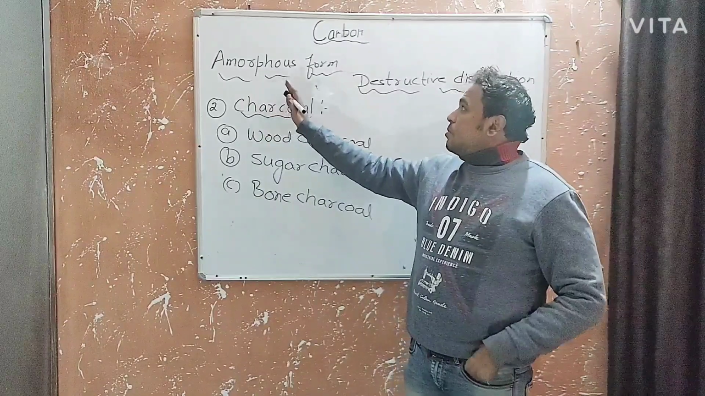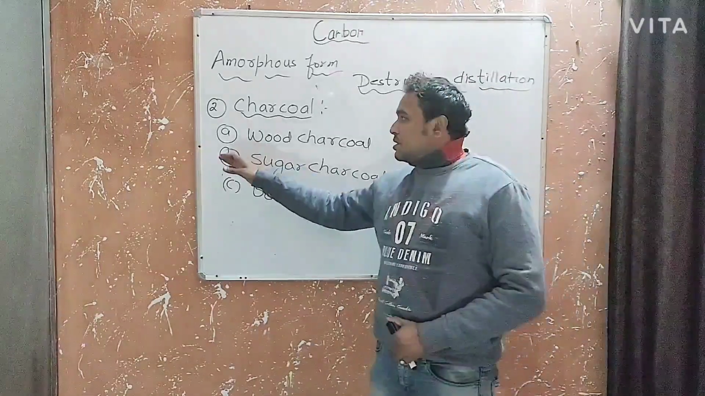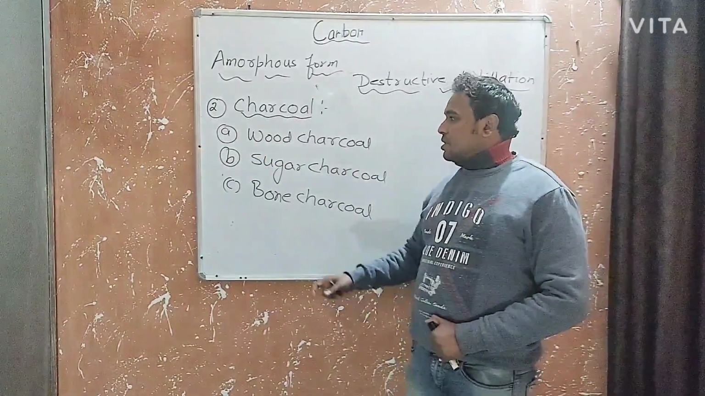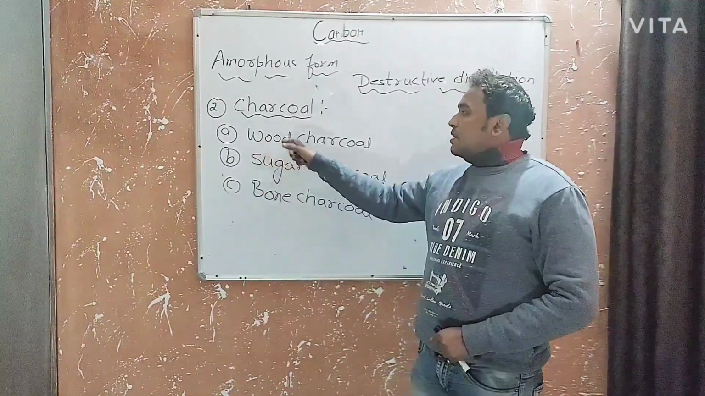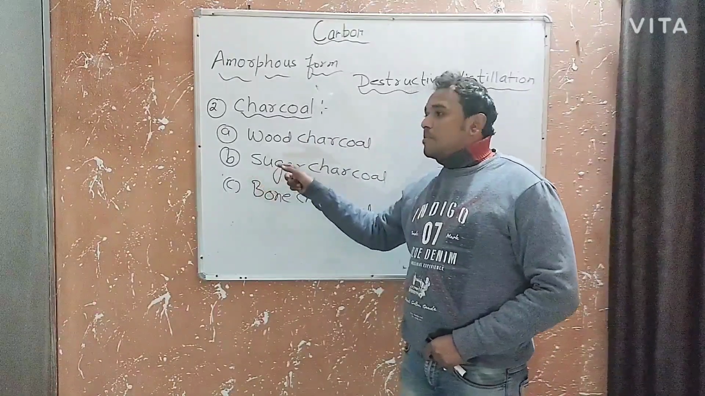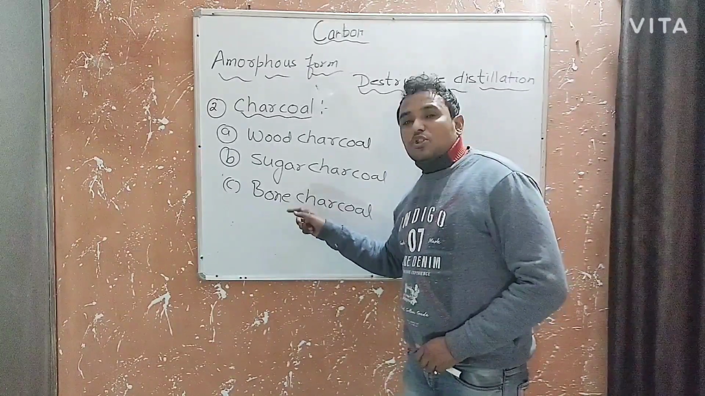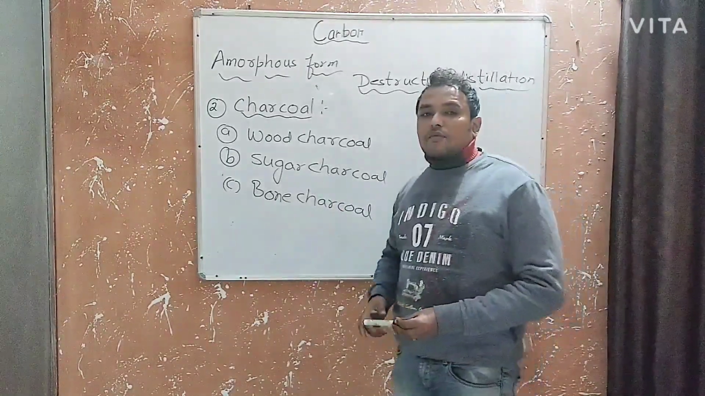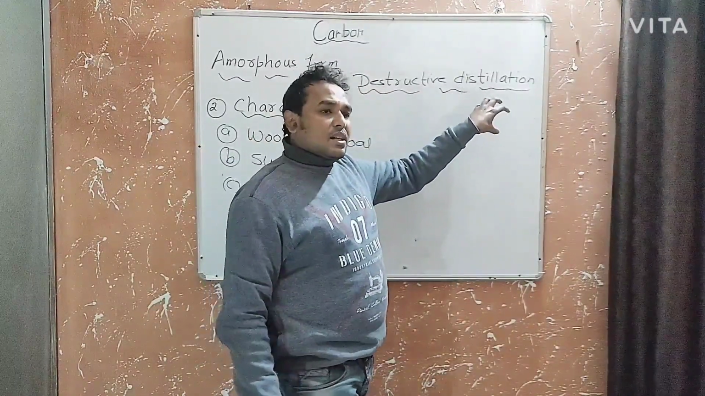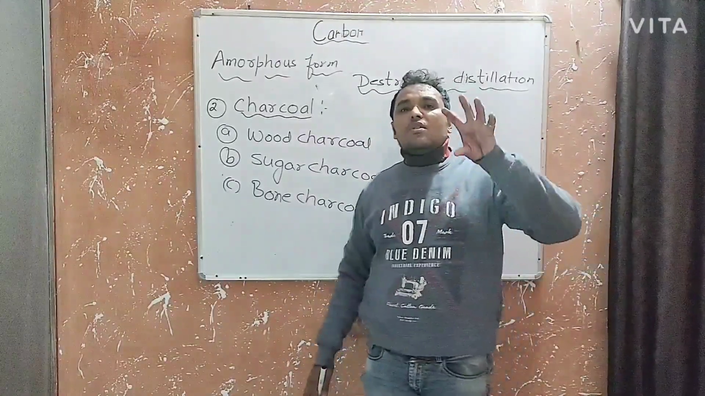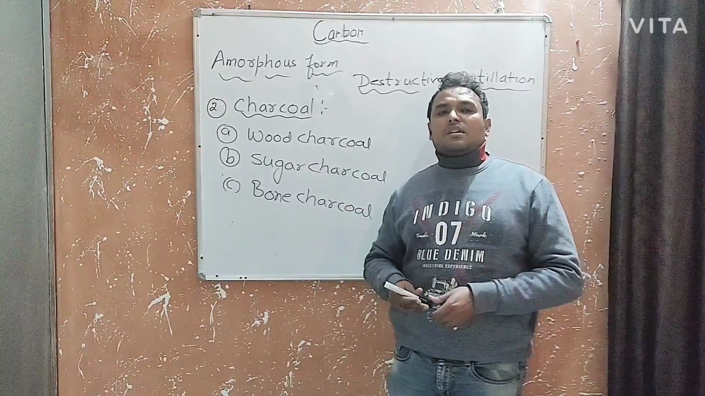The next amorphous form of carbon is charcoal. From their sources, charcoal is of three types: wood charcoal, sugar charcoal, bone charcoal. The charcoal formed from wood is called wood charcoal. The charcoal formed from sugarcane is called sugar charcoal. And the charcoal formed from bones is called bone charcoal. All these charcoals are formed by a process known as destructive distillation. Now, what is destructive distillation? The process in which any organic substance is heated in the absence of air is known as destructive distillation.